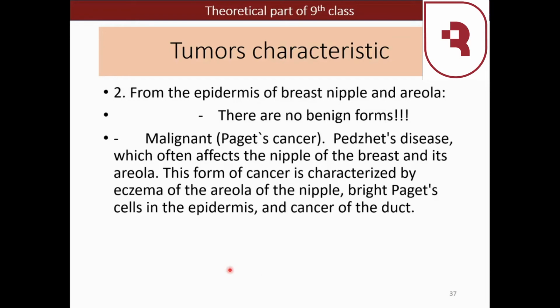From the epidermis of the breast, nipple, and areola, there are no benign forms, only one tumor grows in the nipple area. It is Paget's cancer or Paget disease. This tumor looks like an ulcer, and this form of cancer is characterized by eczema of the areola of the nipple and bright Paget cells in the epidermis, and cancer in the duct.